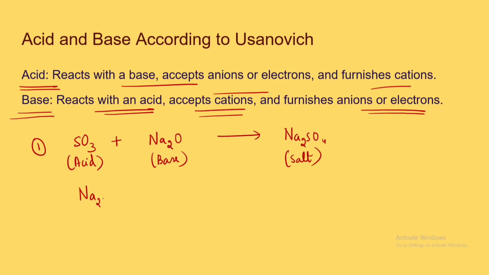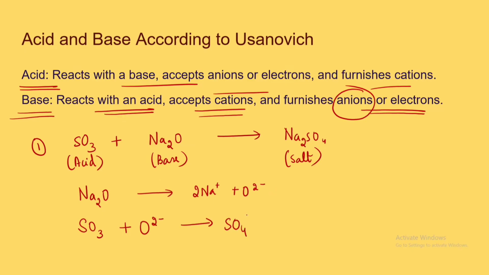Now Na2O gives 2Na+ and O2-. Na2O gives O2-, which is the anion, so it furnishes an anion. Therefore, it is considered as a base. Similarly, when I take SO3, in the presence of oxide it gives SO4 2-. Here you can see it accepts anions or electrons, so it is reacting with the anion. So here we consider SO3 as the acid.